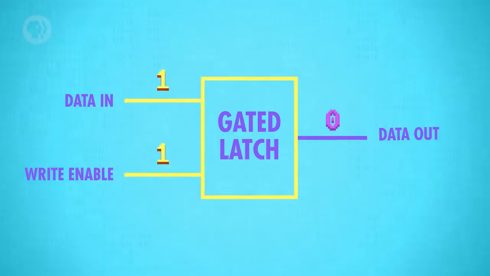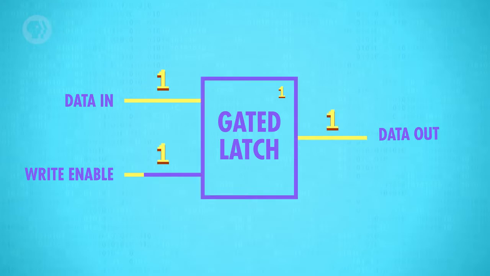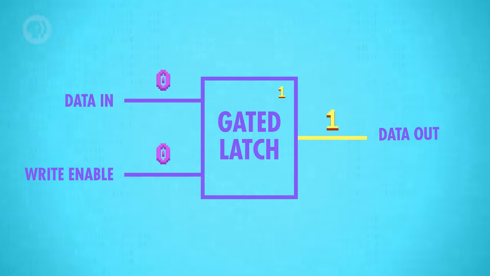Now we can put a 1 on the data line to save the value to our latch. Notice how the output is now 1. Success! We can turn off the enable line and the output stays as 1. Once again, we can toggle the value on the data line all we want, but the output will stay the same. The value is saved in memory.